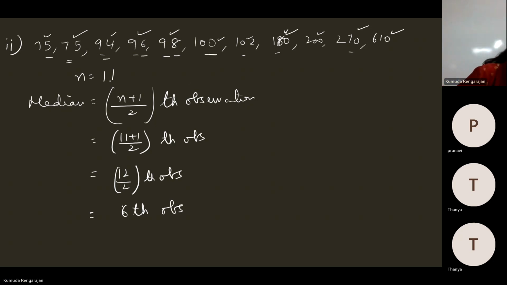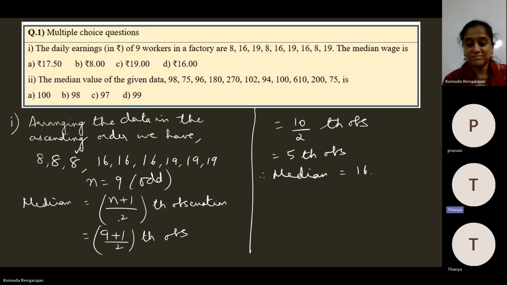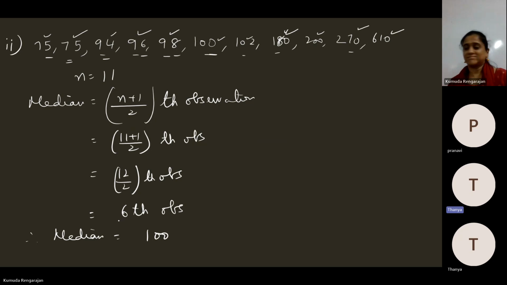100, no? Correct. Therefore, median is equal to 100. Am I right, Tanya? Ma'am, actually, I went wrong in writing the ascending order. I forgot to write the 75 twice. Then you would have got n as 10, right? No, ma'am, I wrote the question correctly, but while writing the ascending order, I made the mistake. So you counted the numbers from the question. Yes, ma'am. Okay.